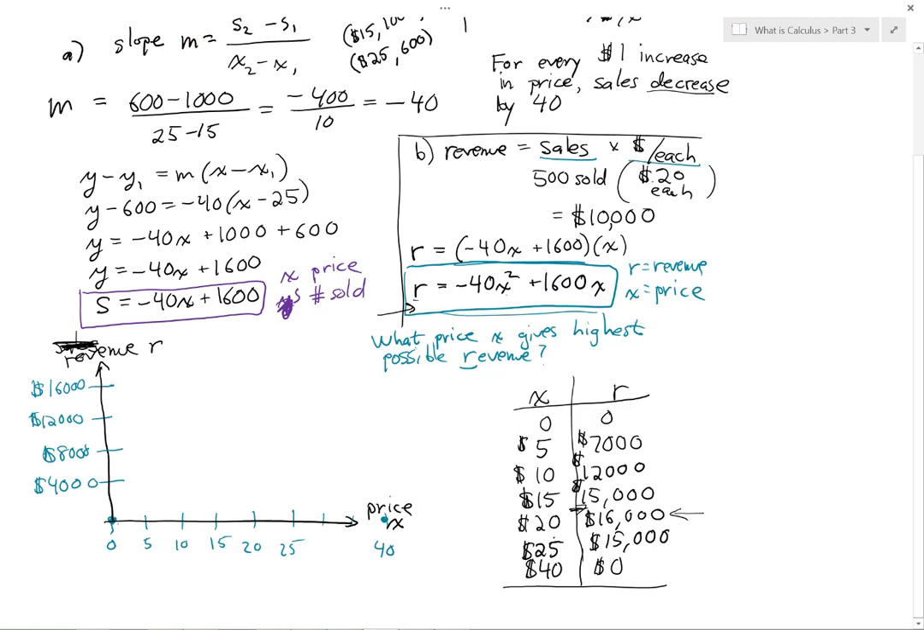Okay, so 0, 0, we already have that. $5 sale price will result in 7,000 revenue. $10 will result in 12,000. $15, about 15,000, so we're just under 16,000. 20, it seems to be the maximum. 25, again, we're down to 15,000 again. Once we get to 40, we're back down to 0. So let's kind of trace this through. It's not the best drawing here, but all right, so again, this is our target up here.